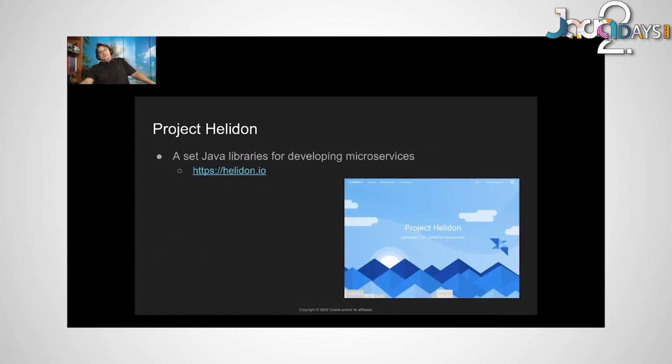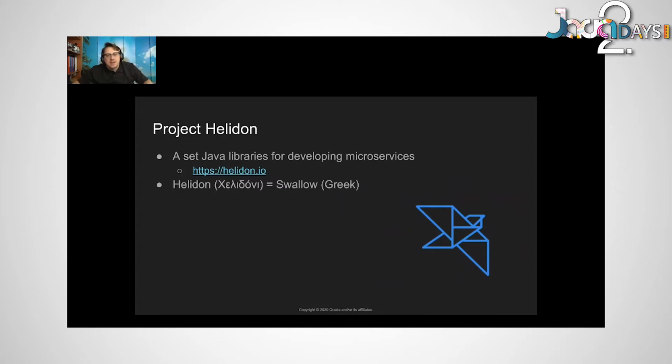Project Helidon. We call it a set of libraries for developing microservices. It's not exactly a micro framework, because that idea is only to support microservices, and it's more than that. That's why we call it a set of libraries. We wouldn't even call it a MicroProfile-based framework, because we are heavily standardized in terms of microservices at MicroProfile, but it's not exactly a micro framework.